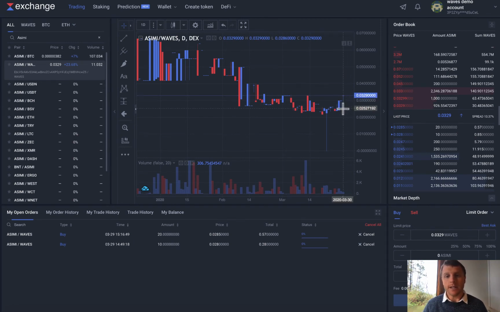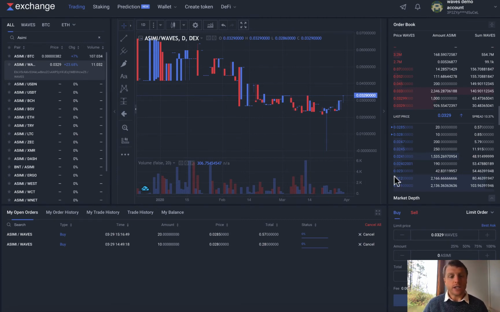Then you can see the current price is listed right here. At the moment, Asimi is trading at 0.0329 Waves tokens. What that means is that if we were to flip that around the other way, we need 0.0329 Waves in order to buy one Asimi token. Now, if we draw your attention to the bottom here, this is how much trading volume has been occurring. This shows how much trading activity has occurred on any given day.